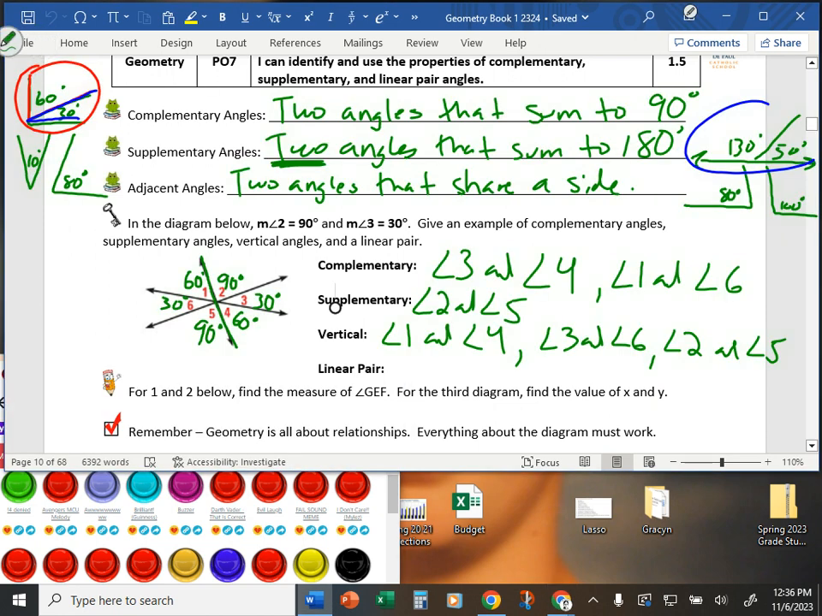Why are there no linear pairs here? Why are there no linear pairs? Because any possibilities that can add up to 180 aren't two pairs. So they don't make a line, right? The only options that we have for two angles to sum to 180 are angles 2 and 5 here. Okay? The other part of a linear pair is that those two angles make a line, which angles 2 and 5 do not.